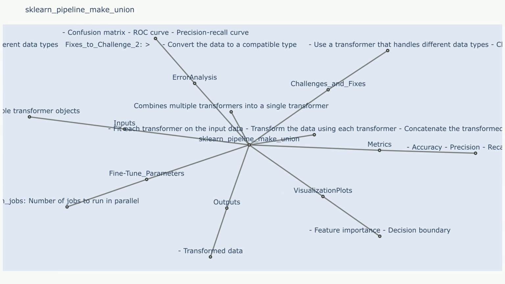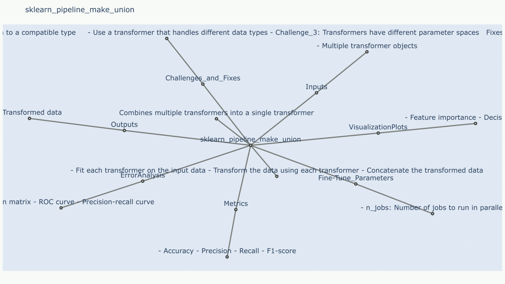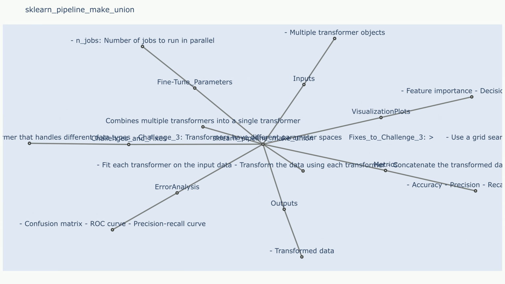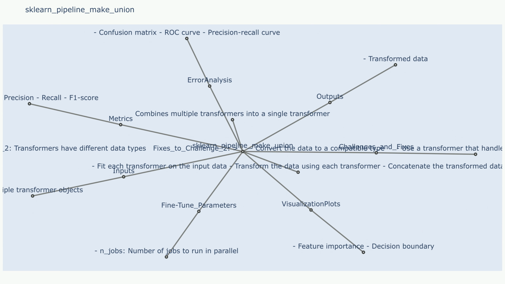Challenges and fixes. Challenge 1: the order of transformations can significantly impact the final results. Sample use case that resulted in challenge 1: if you have a pipeline with a standard scaler followed by a PCA, the order matters. Scaling before dimensionality reduction can be beneficial. However, if the order is reversed, the PCA might be applied on data with vastly different scales, leading to poor results. Fixes to challenge 1: carefully consider the order of transformations and adjust as needed for your specific problem.